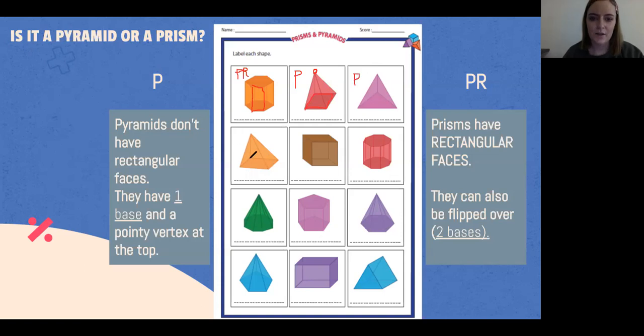Right here, there's the base right there. I can see it. It is a rectangle, but it only has the 1 rectangular face, okay? So this one's a very special shape called a rectangular pyramid because the base is a rectangle. The reason I can't call this a prism, even though it has a rectangular face, is because it only has 1 base, okay? It has to have both of these rules to fit in the category. So because it has the vertex up at the top and 1 base, this is a pyramid.